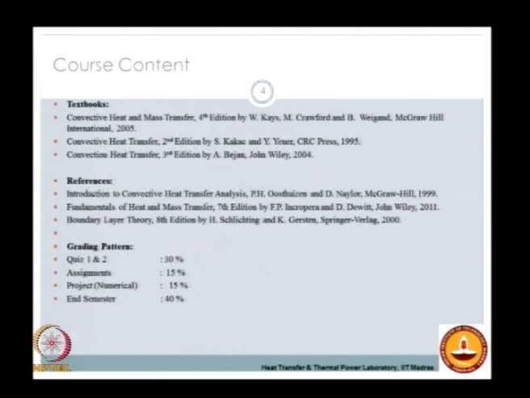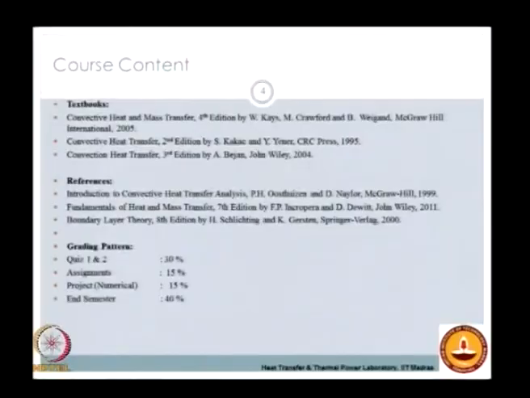Coming to the textbooks, there are quite a few textbooks available for this subject. The most important ones, which I will be following here, I have listed as the textbooks. Convective Heat and Mass Transfer by Kays and Crawford is an excellent text, followed for several decades as a classroom teaching aid for this course. Convective Heat Transfer by Kakac and Yener is a pedagogical style textbook for this course, where all the detailed derivations have been explained to a great extent.